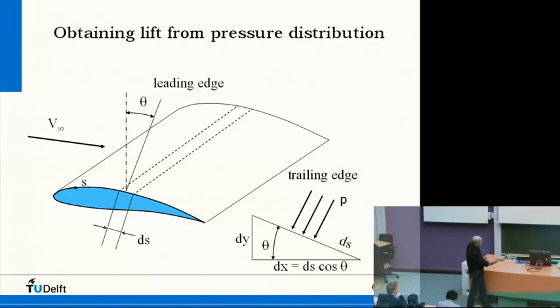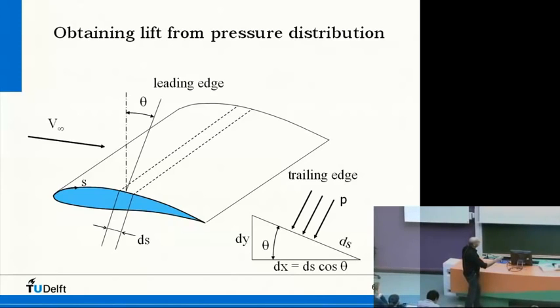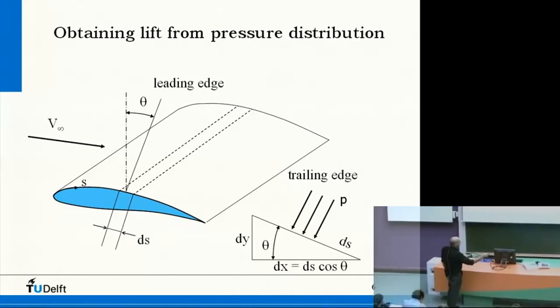So ds cosine theta is dx. But if we would like to know the normal force, then we need a part of this normal to the chord line. And that is, of course, p cosine theta. The force here moves like this, and if we want a force that is perpendicular to the chord line, then that is p cosine theta.